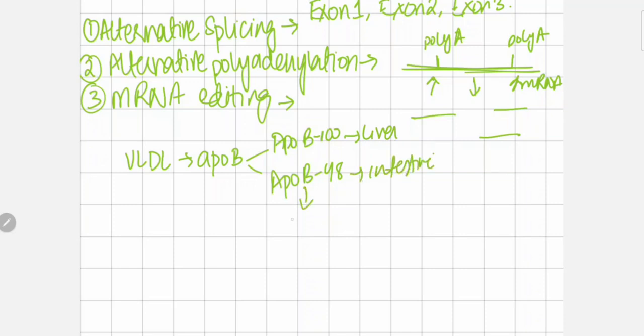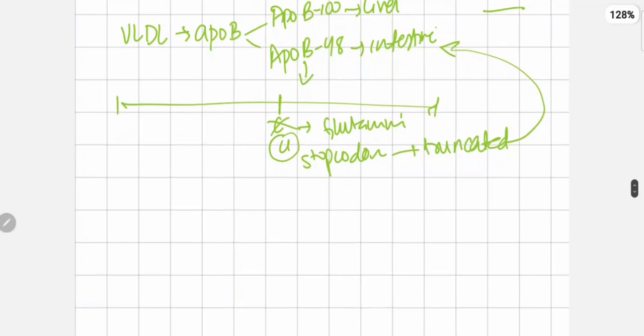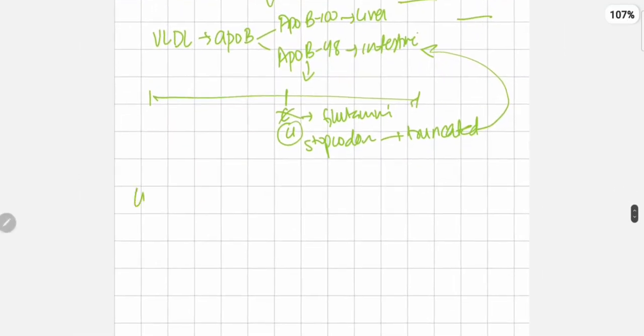What happens in the intestine is that the bigger, longer mRNA is edited: a cytosine is replaced by a uracil. The cytosine was supposed to code for glutamine, but it is replaced by uracil, and now this gives you a stop codon, and that is how you will have a truncated, smaller protein, which is ApoB48. That's mRNA editing.